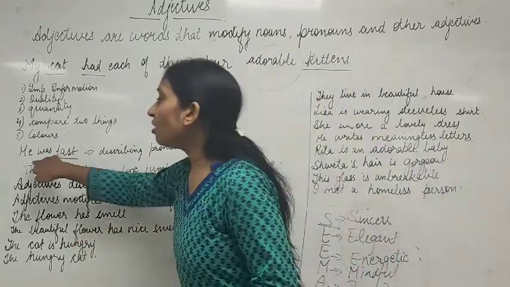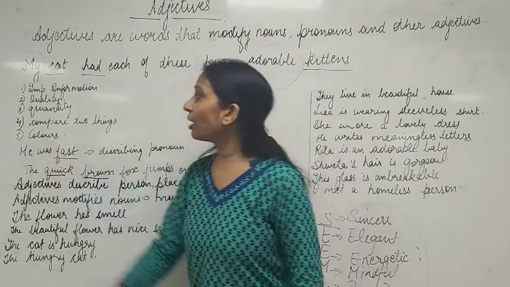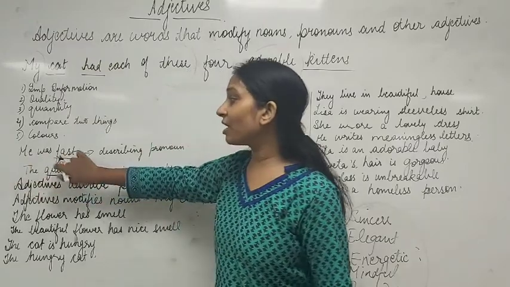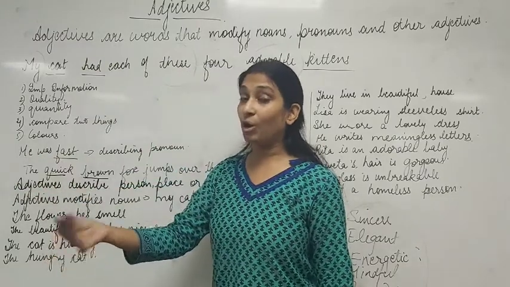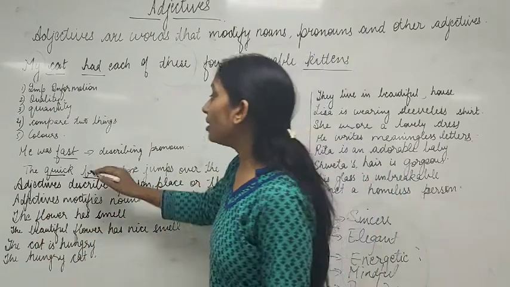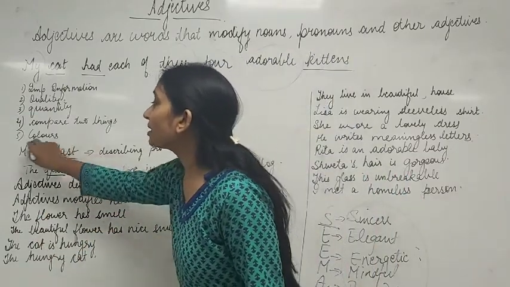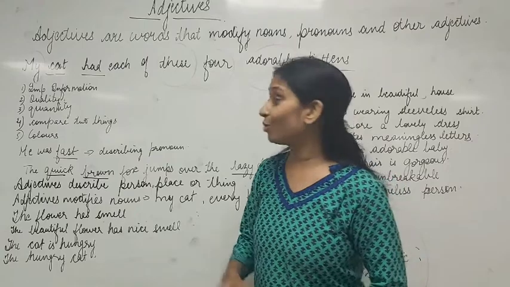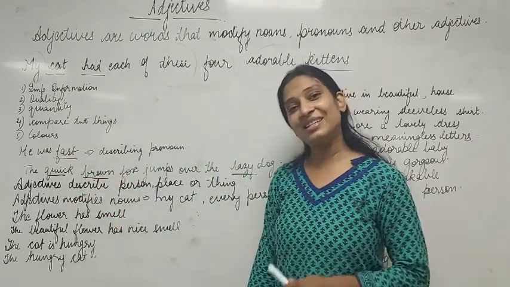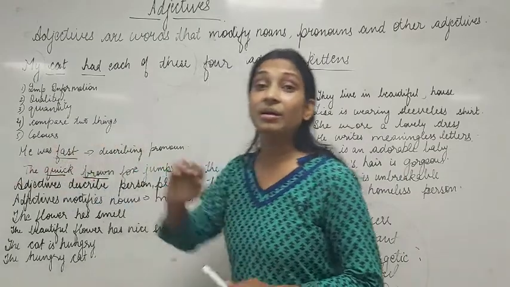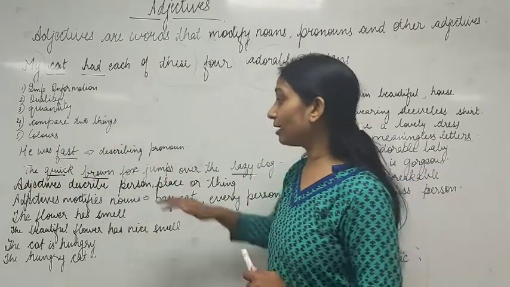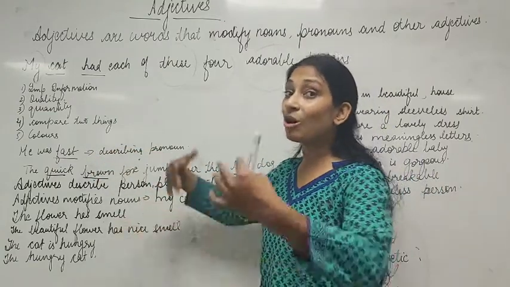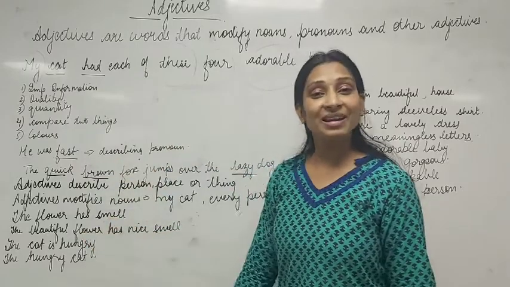Clear? Now, he was fast. He is a pronoun. Here I have used nouns, saying cat and kittens. But here if I say he was fast, he is a pronoun. We have already learned what pronouns are. So is the word fast describing he? Yes, it is describing he. It is describing a pronoun. So is it an adjective? Yes, it is an adjective because it is describing the pronoun he. Clear, everyone? So the words which describe a pronoun, which tell us the quality of a pronoun also, they are also adjectives, right?